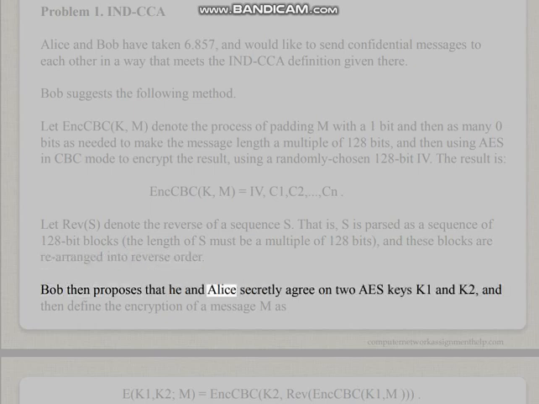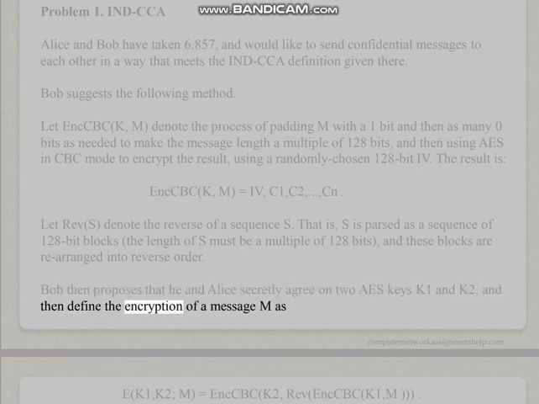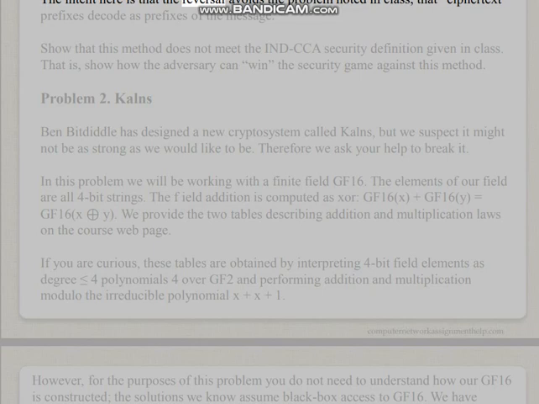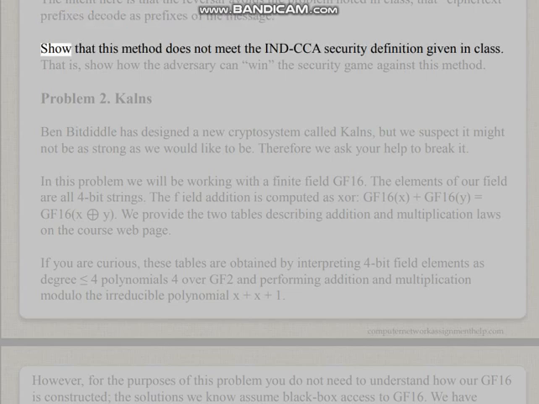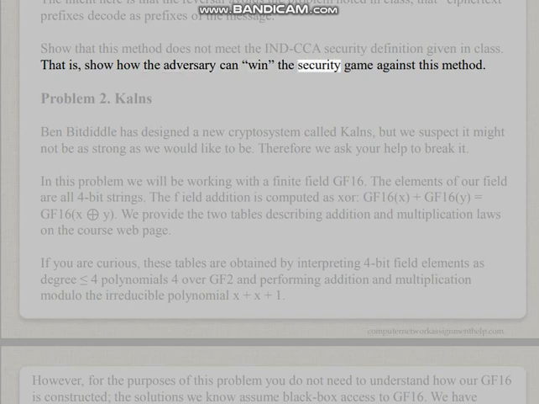Bob then proposes that he and Alice secretly agree on 2 AES keys K1 and K2, and then define the encryption of a message M as E(K1, K2, M) = ENC(K2, rev(ENC(K1, M))). The intent here is that the reversal avoids the problem noted in class, that ciphertext prefixes decode as prefixes of the message. Show that this method does not meet the IND-CCA security definition given in class. That is, show how the adversary can win the security game against this method.